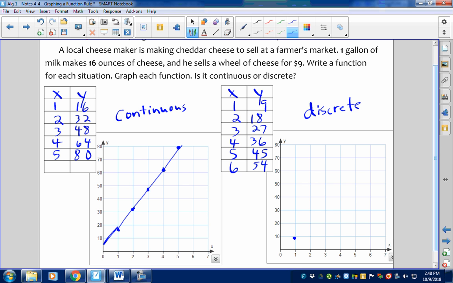1, 9. These ones are going to be discrete. 2, 18. So why are they discrete though? Because you can only sell whole wheels of cheese. You're not allowed to cut it in half and sell it in half.